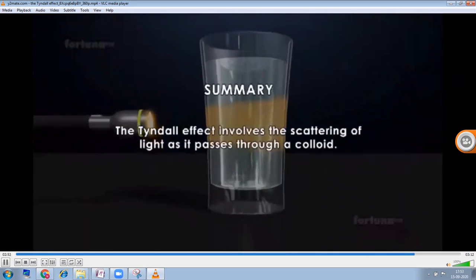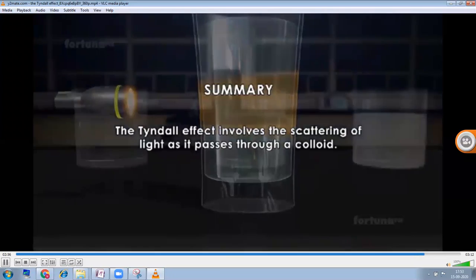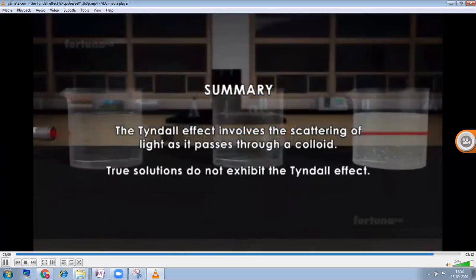Summary. The Tyndall effect involves the scattering of light as it passes through a colloid. True solutions do not exhibit the Tyndall effect.